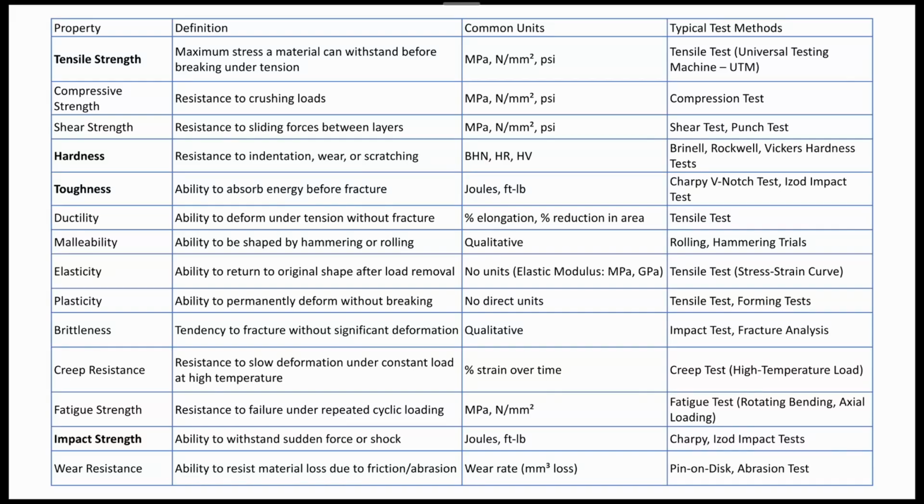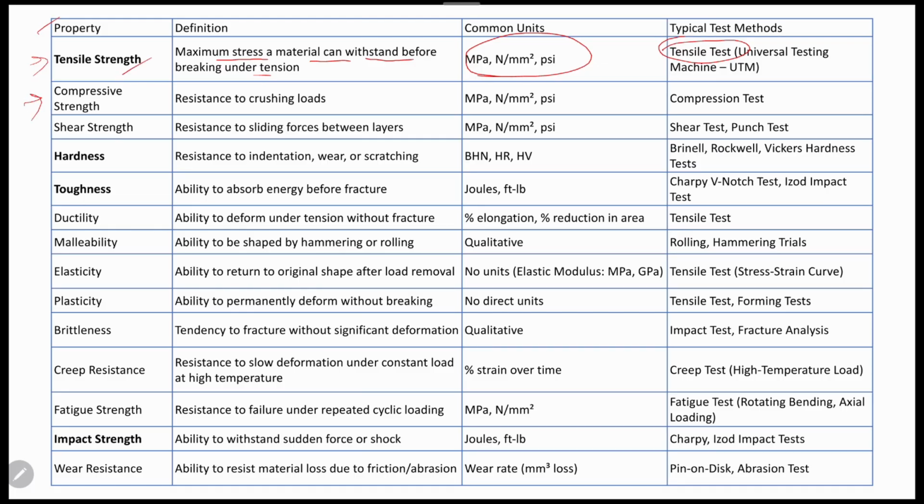Quick summary for all the mechanical properties. First one is tensile strength. This is the maximum stress a material can withstand before breaking under tension. These are the common units mentioned and the typical test method. Here we are using the tensile test to measure the tensile strength.